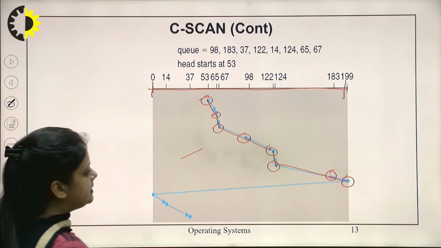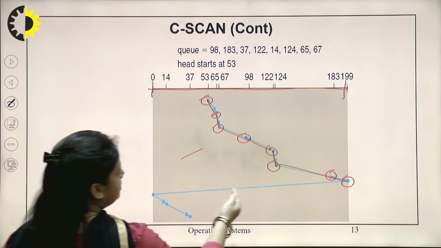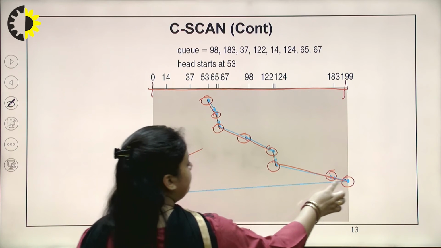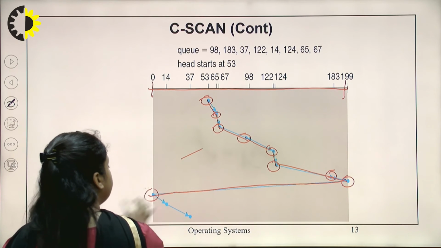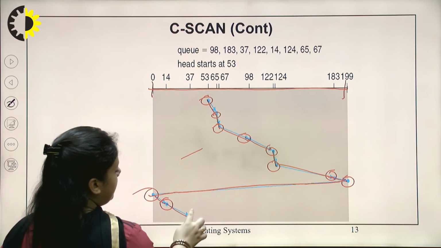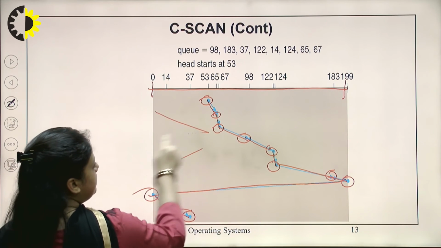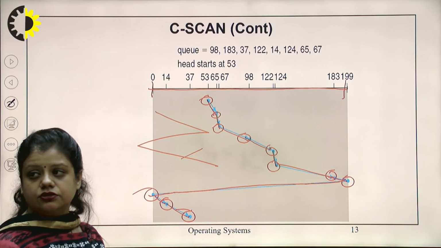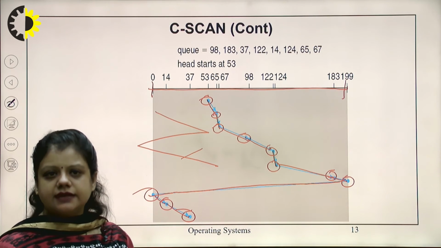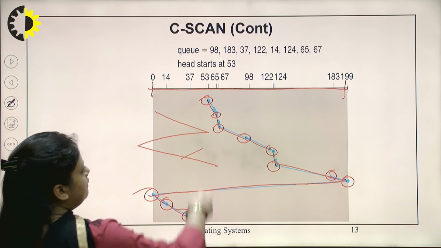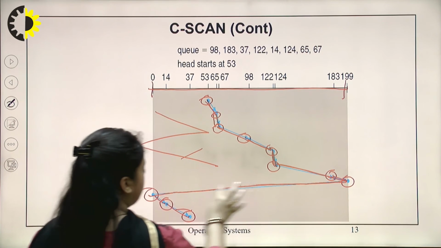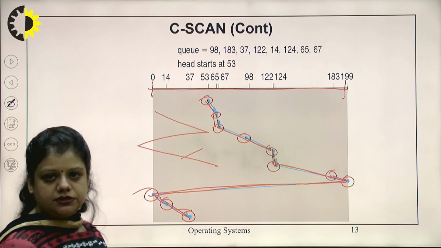What was happening in scan? On its return trip, it services the remaining requests. But here in C-scan, it will directly come to the initial point 0. And then it will start servicing the requests 14 and 37. So here it is moving in a circular fashion. So this is C-scan, and it will give a more uniform waiting time as compared to scan. And we can always calculate the total head movement, that will be the sum of these distances, as we have been calculating in the previous examples.